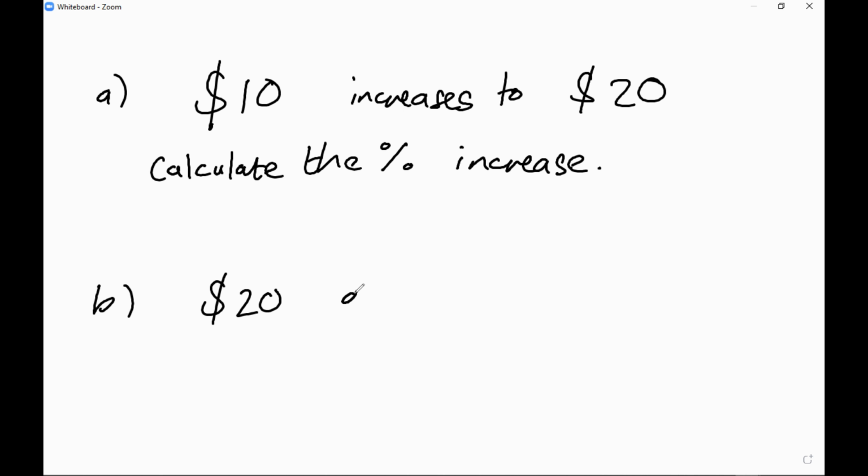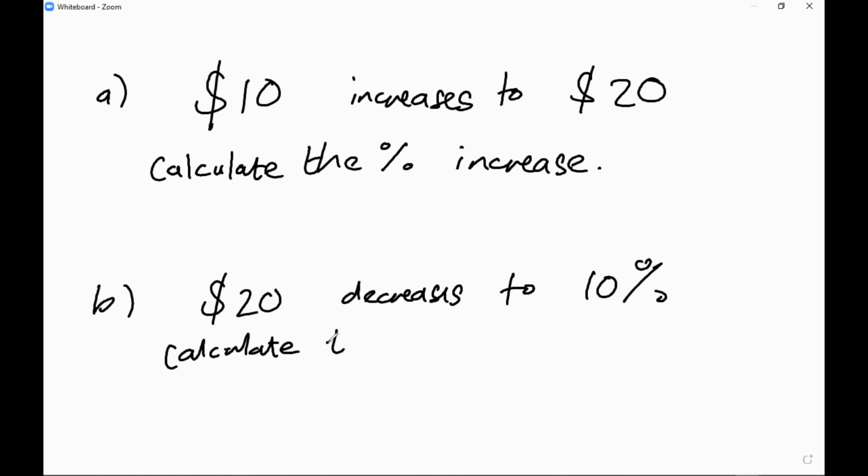$20 decreases to $10. Well done, Ifan, that's right. Calculate the percentage decrease. Excellent, Ifan, that's also correct. Type your answers in if you get them and you're ready.